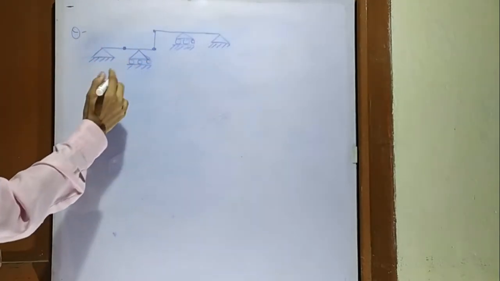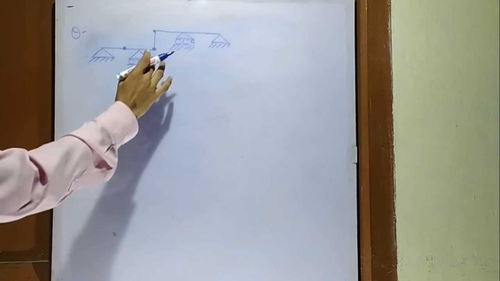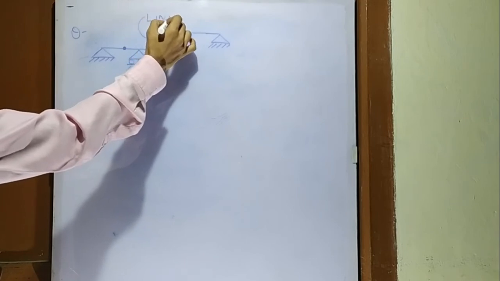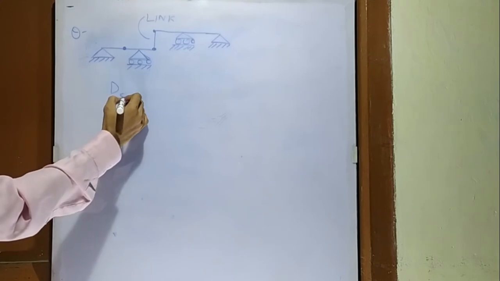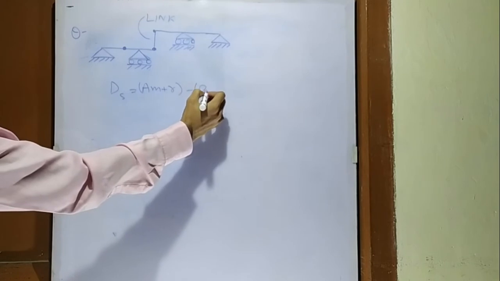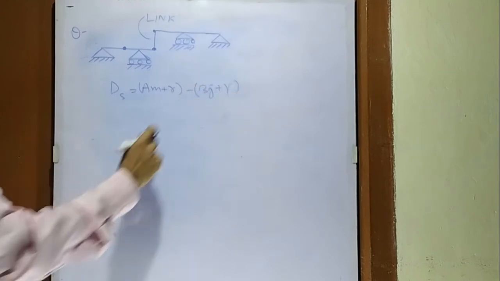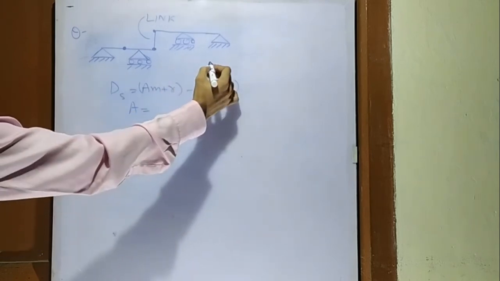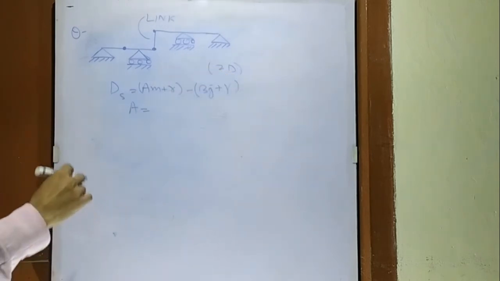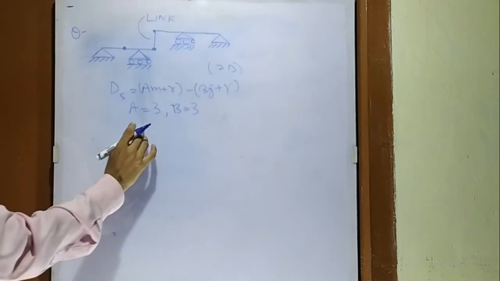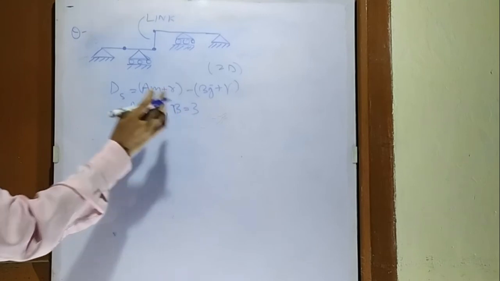Now in this question we have an internal hinge at this point, and we have a link. Okay, this is a link element. So we will use the general formula: ds is equal to am plus r minus bj plus gamma. In this formula, what is the value of a? This is a 2D beam, so the value of a will be 3, and the value of b will be 3.